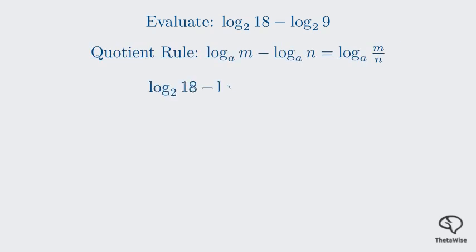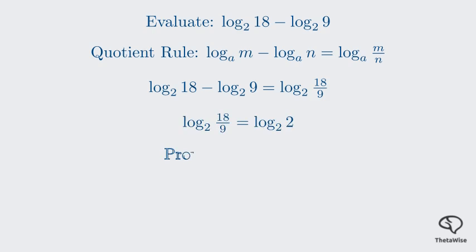Applying this rule to our problem, we get log base 2 of 18 divided by 9. Now we can simplify the expression inside the logarithm. 18 divided by 9 is 2, so our expression simplifies to log base 2 of 2. This is a very special case. We can use another important property of logarithms here.